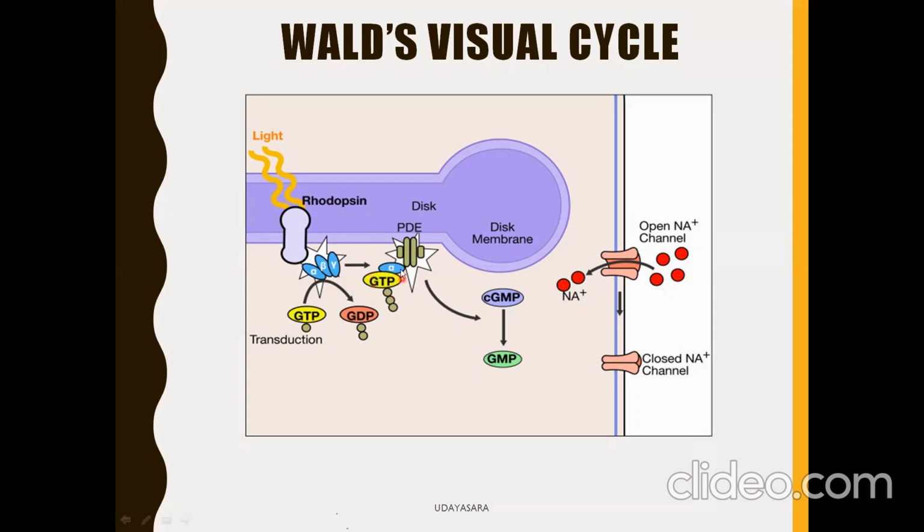This alpha subunit of the transducin with the GTP activates the phosphodiesterase enzyme present in the cell membrane. This catalyzes the conversion of cyclic GMP to GMP. The decrease in cyclic GMP causes the cGMP-gated sodium channels to close, and hence the sodium level inside the cell falls, resulting in hyperpolarization. This results in neuronal signaling, thus the visual impulse.